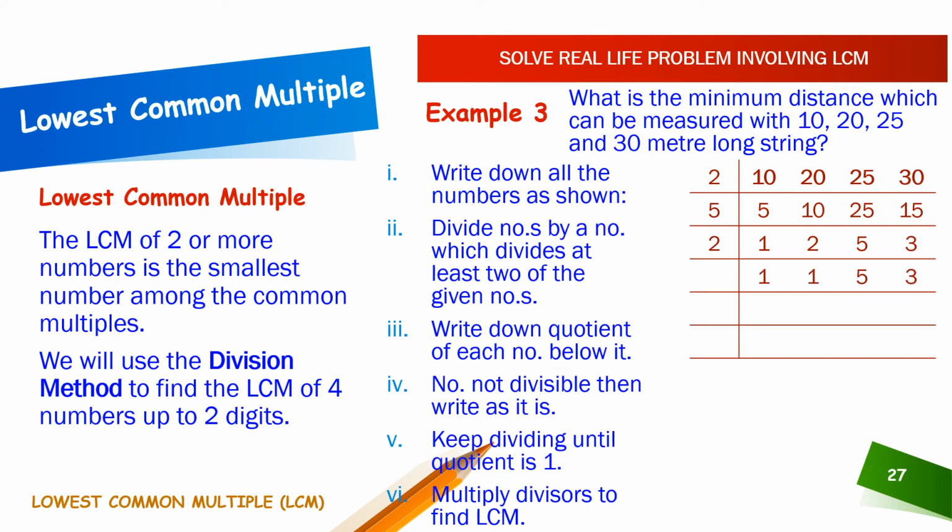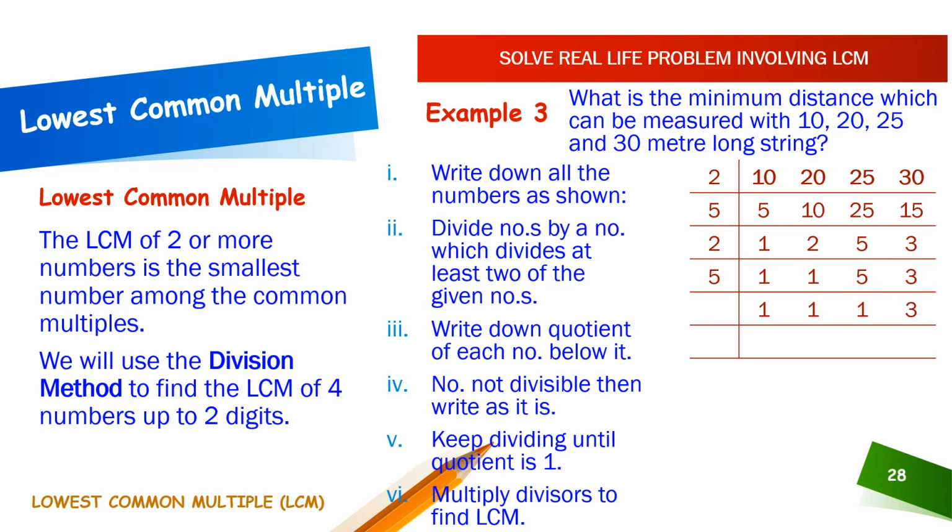Now divide by 2, as there are no other numbers which are common divisors. 1 divided by 2 needs to be left as it is, as 1 cannot be divided by 2. 2 divided by 2 is 1. 5 also needs to be left as it is, as 5 cannot be divided by 2. And similarly for 3.